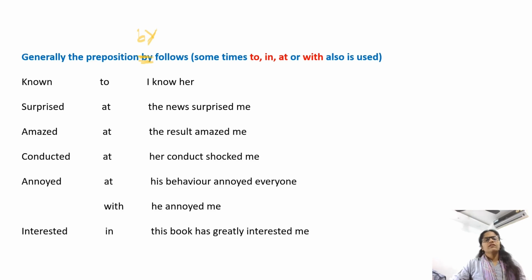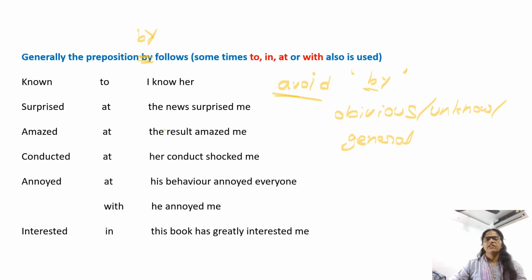Last rule is use of preposition by. Now, do we use the by preposition always? There are certain cases where we can avoid this by preposition. We avoid by preposition when the subject is obvious, when the subject is not known, or when the subject is general. In such cases, you can avoid by preposition. They helped him. Here you can avoid by preposition. He was helped. You need not use by preposition here.